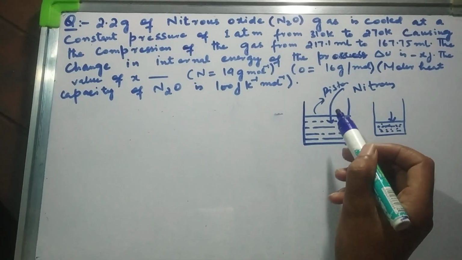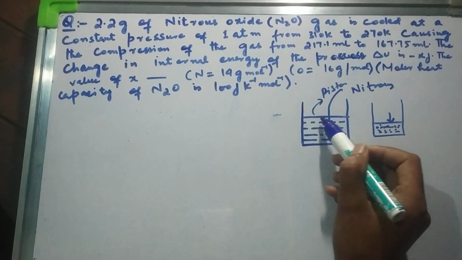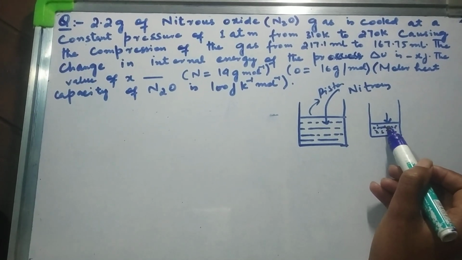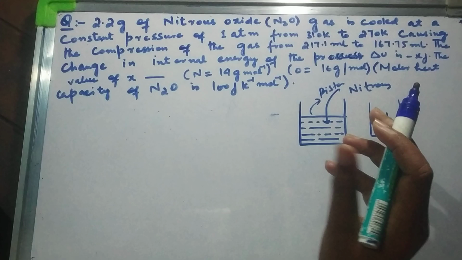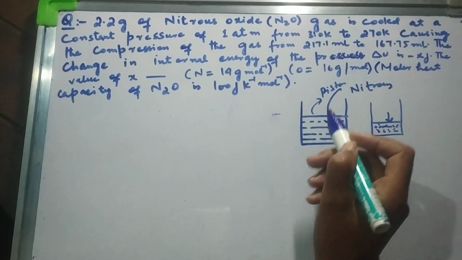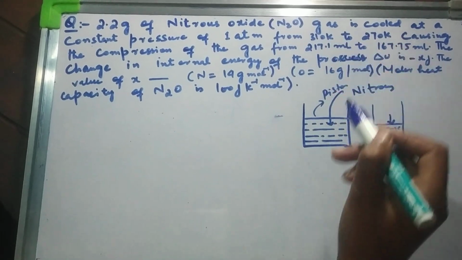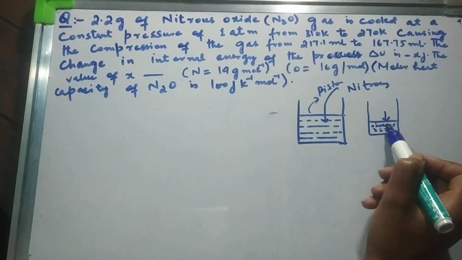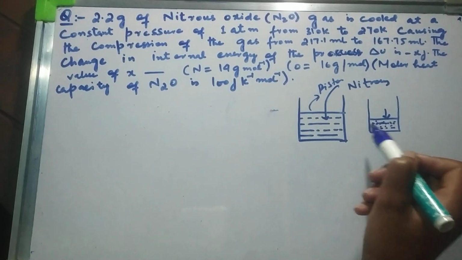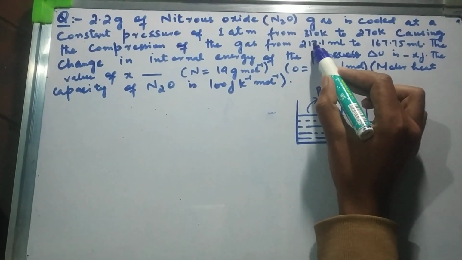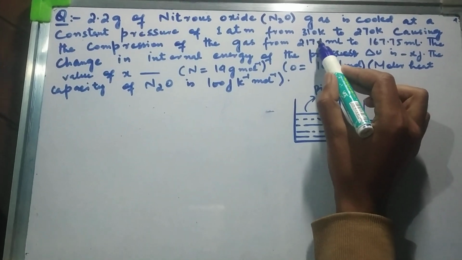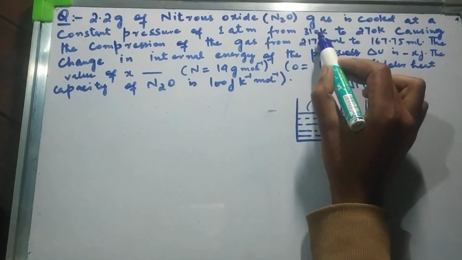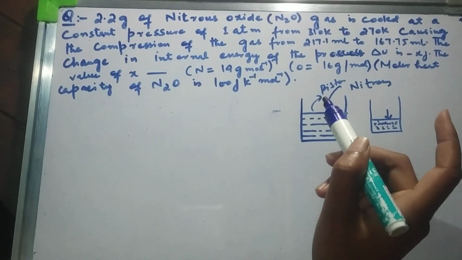When we move the piston from here to here, the pressure will increase in this gas, and here the volume is increased. Here the volume is 217.1, and the pressure will be much less in this container. The pressure is increased in this container because the volume is decreased from 217.7 milliliter to 167.75 milliliter, and the temperature is also decreased, causing compression in gas.